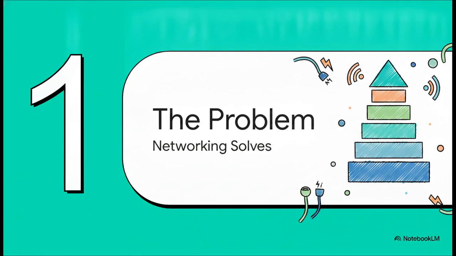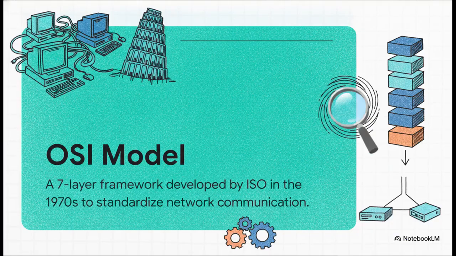The problem networking solves. Before we start climbing the stack, we need to know where this thing actually came from. Picture the 1970s. Computers were just starting to connect, but there was a massive headache. Equipment from vendor A literally couldn't talk to equipment from vendor B. It was a total digital Tower of Babel. So, the International Organization for Standardization, the ISO, stepped in and developed the Open Systems Interconnection, or OSI, model. Yeah, they basically just flipped the letters around. By chopping up all that massive network complexity into 7 self-contained layers, vendors could finally build hardware and software that universally understood each other. A real game changer.